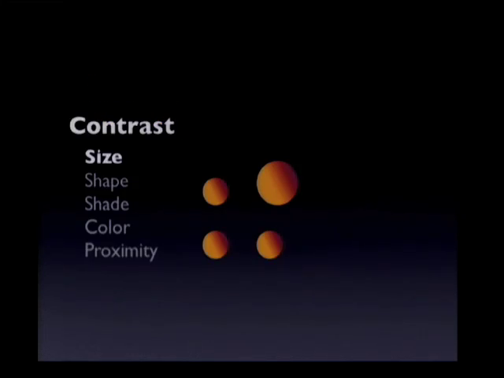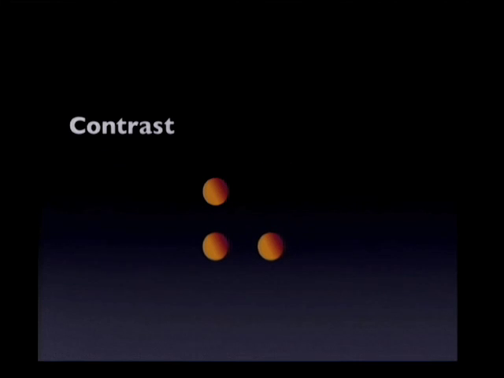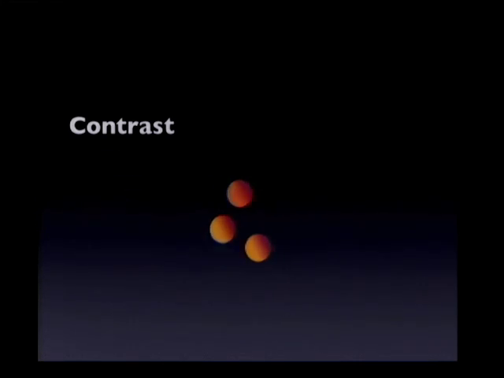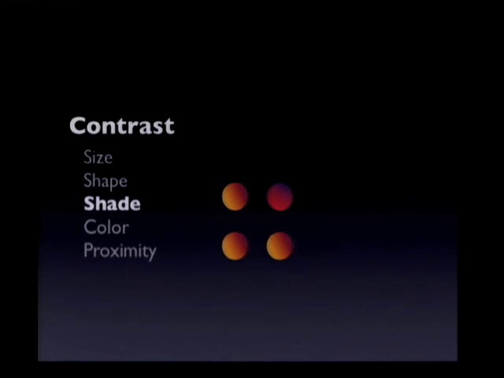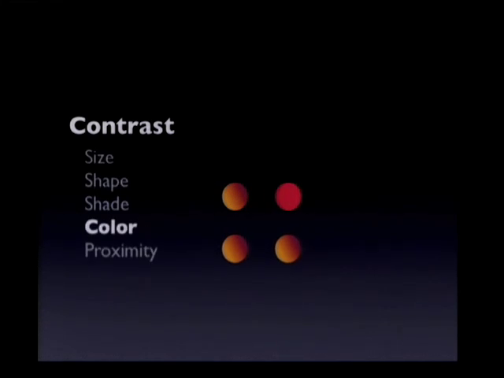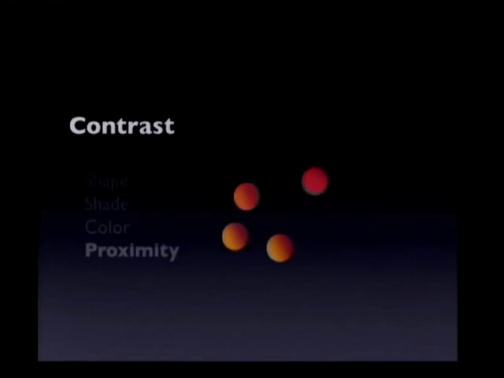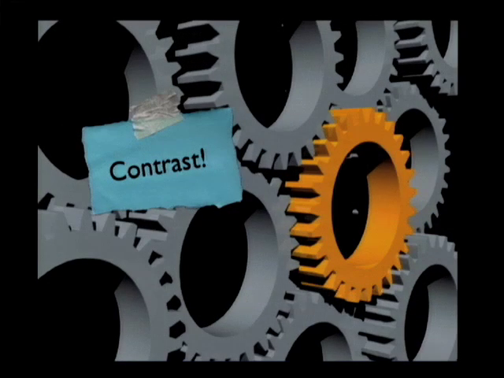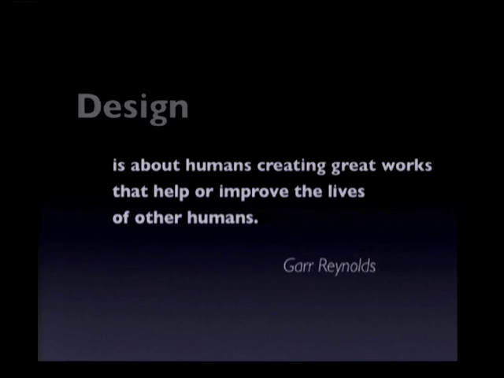One is size. Another is shape. Contrast through shape. Shade. Color contrasts. And then proximity. And we'll talk more about proximity in a few moments. So contrast is a quick and effective way to make points on your slide and to communicate effectively. We'll go back to, well, another example here.